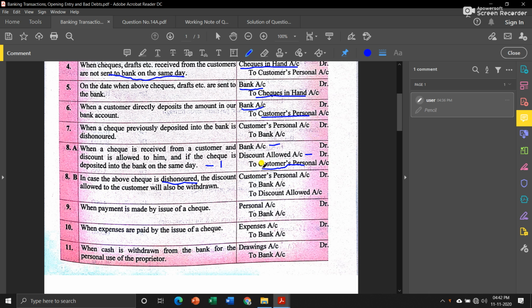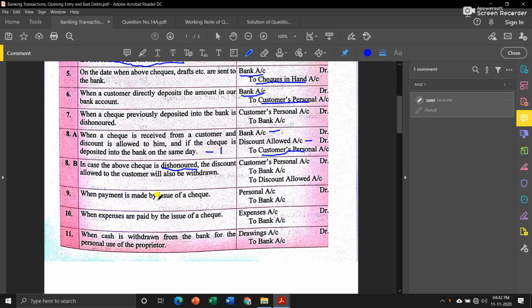Okay, now see, earlier we credited the customer's personal account. After dishonoring, we will debit his account. Then the bank account was debited earlier, we will credit the bank account, and discount allowed was debited, and now after dishonoring, that discount allowed account will get credited. Okay, you just have to reverse the transaction. There is nothing to go into deep. You just keep that in mind: if the check gets dishonored, then we have to reverse the journal entry.